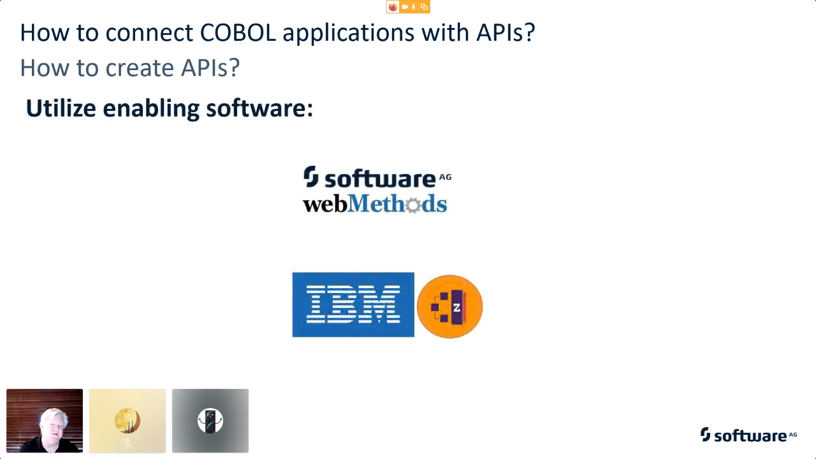You can utilize enabling software. I just picked the 2 biggest ones, our Software AG webMethods platform and the IBM z/OS Connect. This is software that quickly and easily enables you to create APIs, either invoking the mainframe COBOL code or having the COBOL code invoke external APIs. There are a host of other ones out there, but those are the 2 predominant ones we see today.